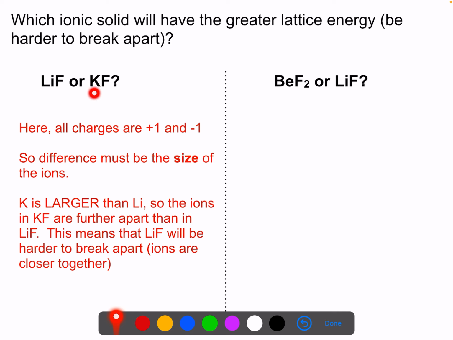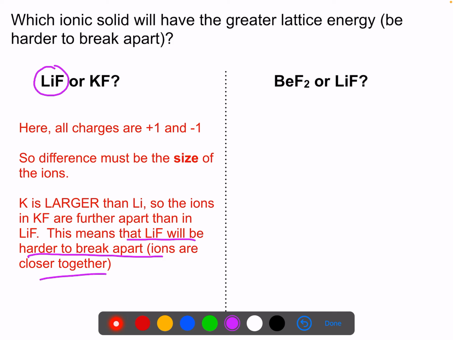The two magnets are farther apart from each other, so it's easier to separate them than it is from two magnets that are right next to each other. So we would then say lithium fluoride has the greater lattice energy. It's harder to break apart lithium fluoride.